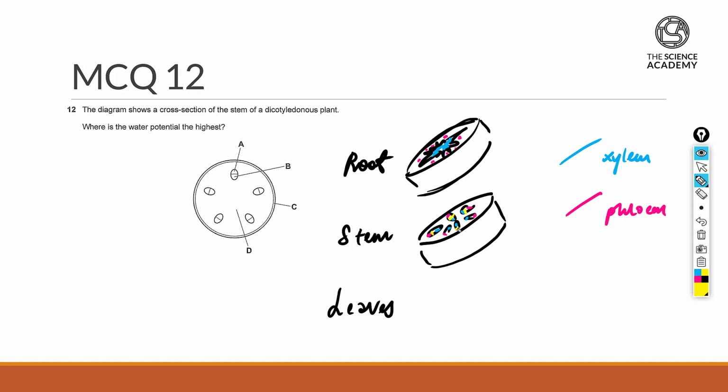Now this area here is actually known as the cambium, which is a region of undifferentiated cells that becomes either xylem or phloem depending on the needs of the plant. If xylem is damaged, it will actually differentiate into xylem tissues.